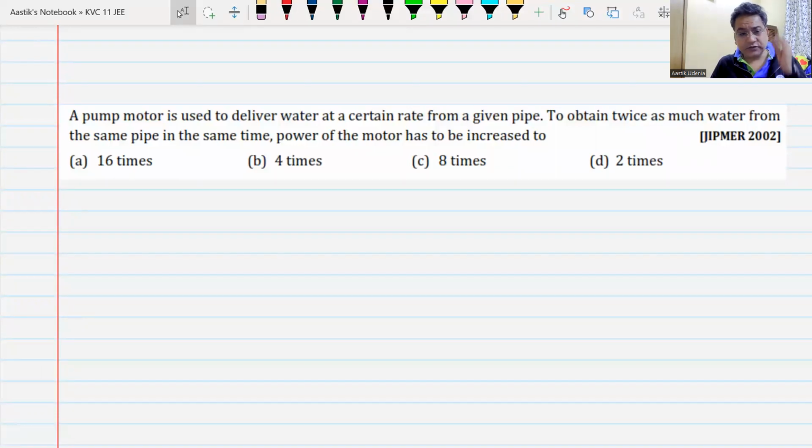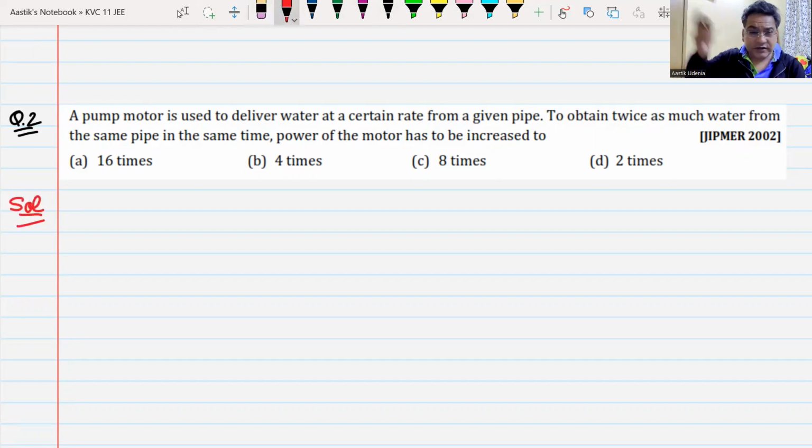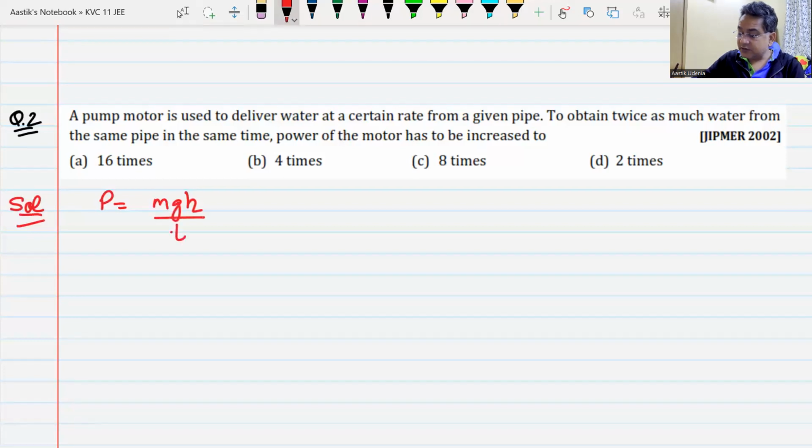Just tell me, beta, how did you get 4 times? Okay, so power of the motor. How will I get the power of the motor? Just now I did a question for you, beta. Power of the motor, it has to lift certain water up till certain height. It will lift that water up till certain height in certain time. So it is mgh by t.